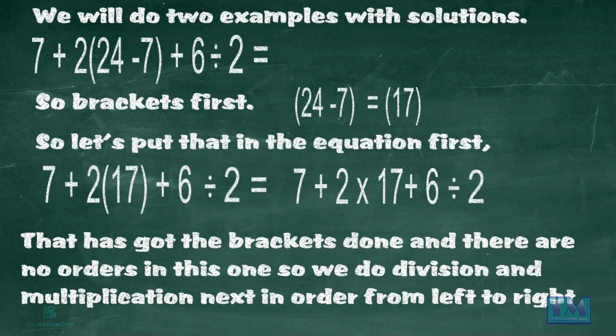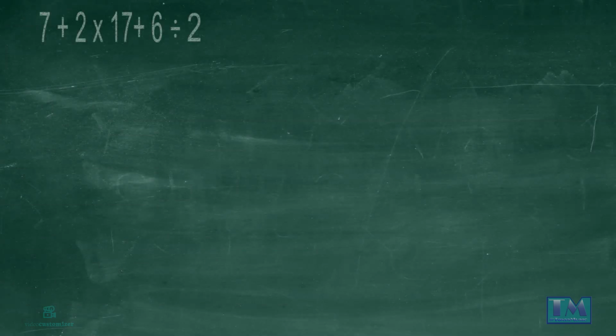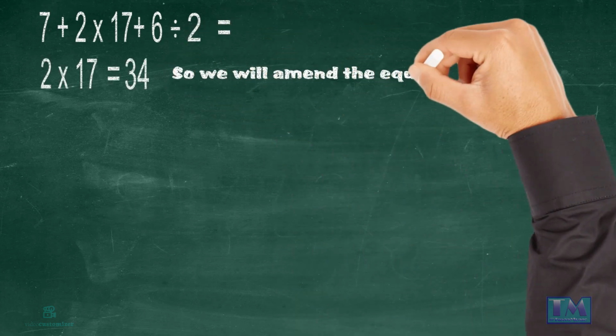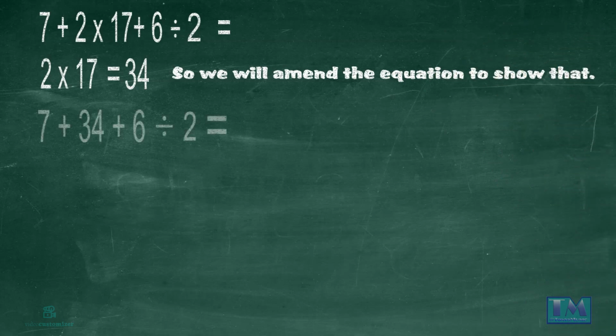So now the brackets are done, and there are no orders to do in this one. We go on to doing multiplication and division starting from left to right. Now we do the multiplication of 2 times 17, which equals 34. Now we amend the equation to 7 plus 34 plus 6 divided by 2 equals.